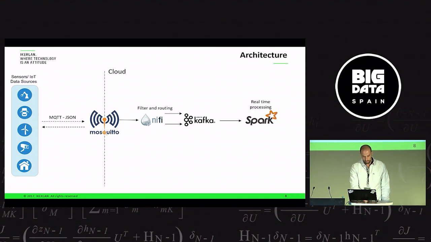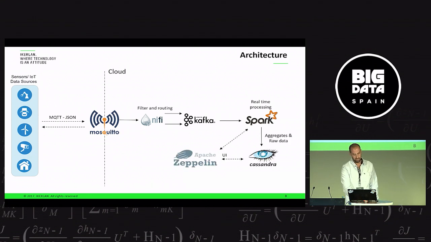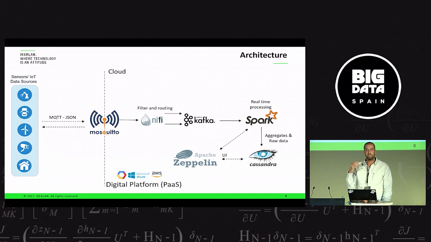From there, we use Spark for real-time processing. We will use Cassandra for storing raw data or aggregations, or whatever you want, and use Zeppelin to make interactive web analytics with these notebooks. Well, this kind of architecture is usually called in the IIoT world a digital platform, like platform as a service. And usually you can run them on any cloud, public cloud, on-premises, or whatever you want.